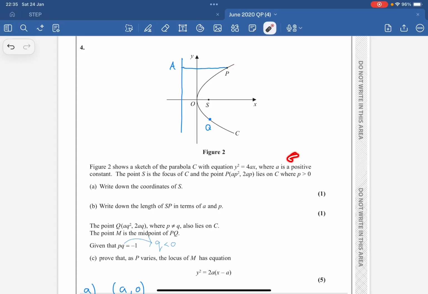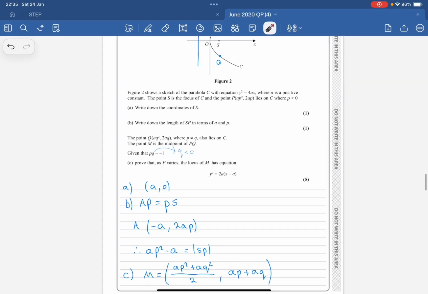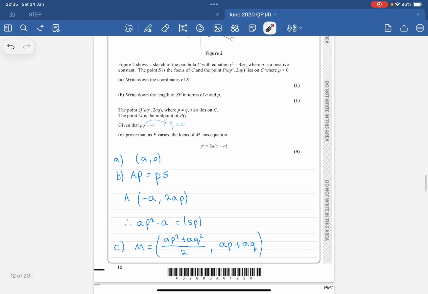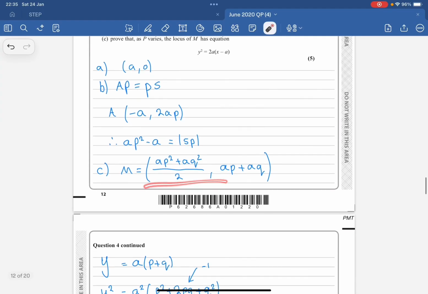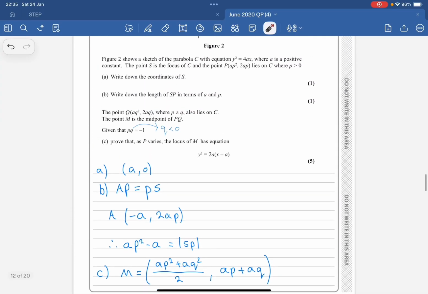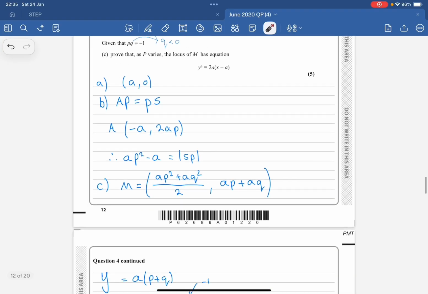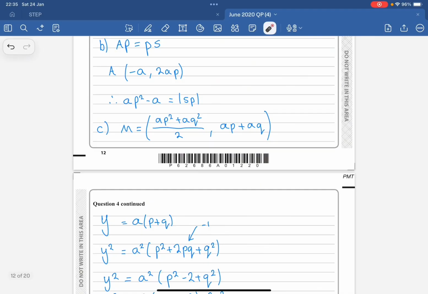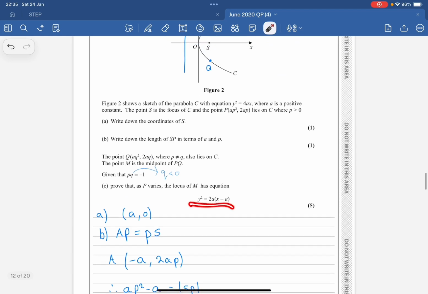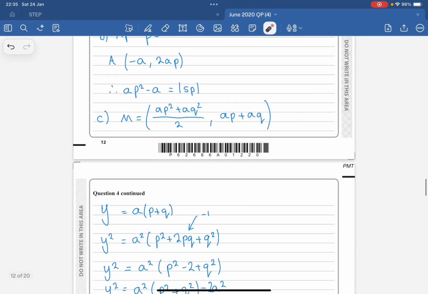And how we do this, like a good starting step, because it says M is the midpoint of PQ, maybe we just want to find M. So we can easily find this. We know the x and y coordinates of P and Q. Just using them, we get the midpoint. Cool. And then this tells us that the y coordinate of M is a times p plus q. So therefore, just looking at this kind of form up here, we want a y squared in there. So let's just square both sides, see what happens.